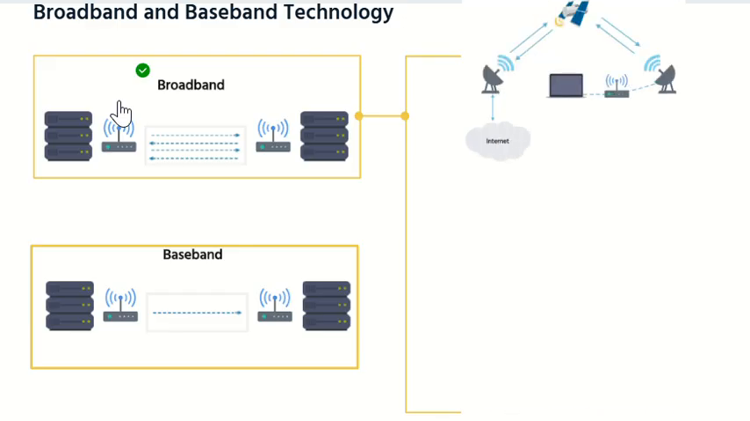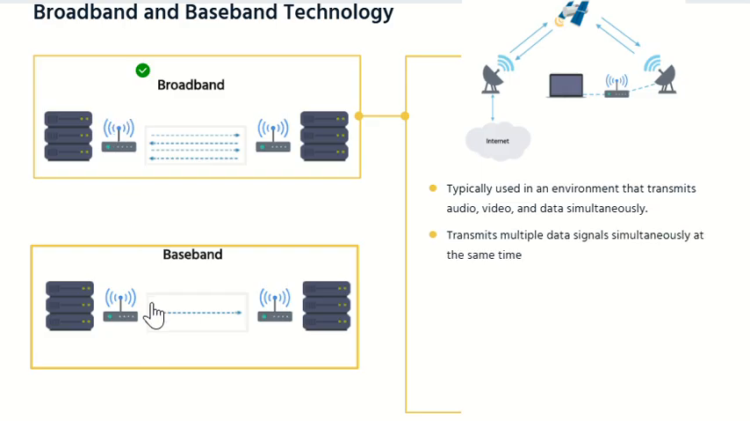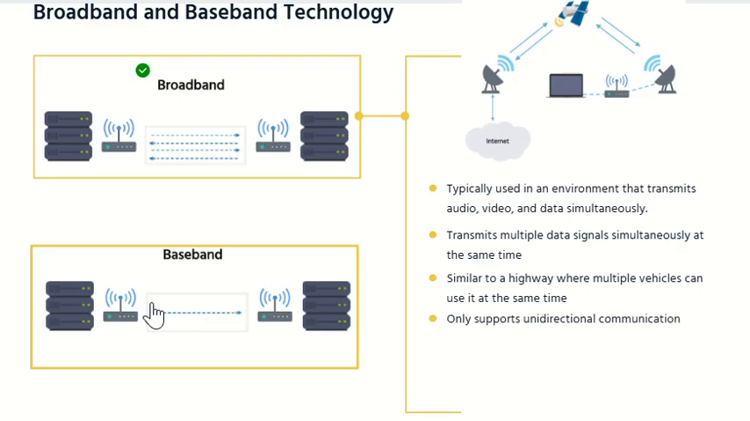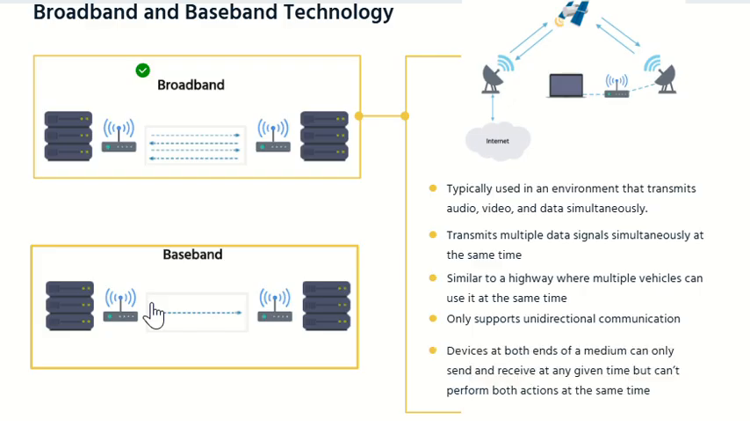Broadband transmission, on the other hand, uses analog signals and frequency division multiplexing to send multiple signals over the same medium simultaneously. This is achieved by dividing the bandwidth of the communication medium into multiple independent channels, each using a different frequency. Cable television and broadband internet services are examples of broadband communication systems.